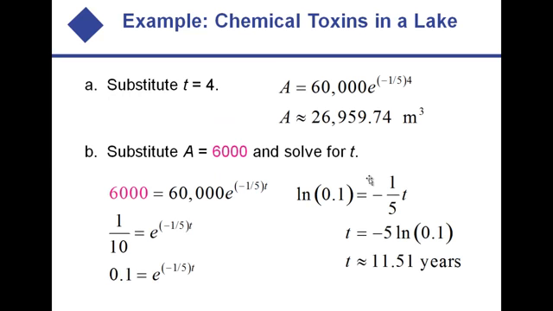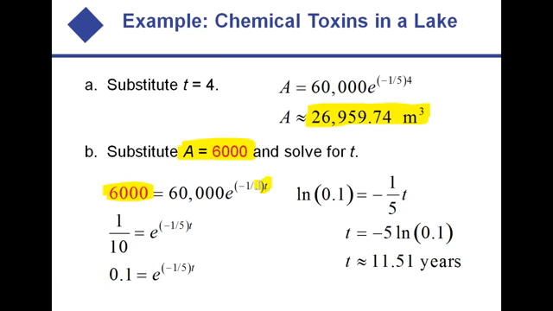Part A wanted us to simply figure out how much was left after 4 years. So you simply put in t equals 4, very simple math, plug it into a calculator, and you get about 27,000 cubic meters, a little less than half. Now the other one seems trickier, but it's still pretty easy. They just want to know what time will reduce the level down to 6,000. So a level of 6,000 just means A equals 6,000, and we're now solving for t as the unknown.